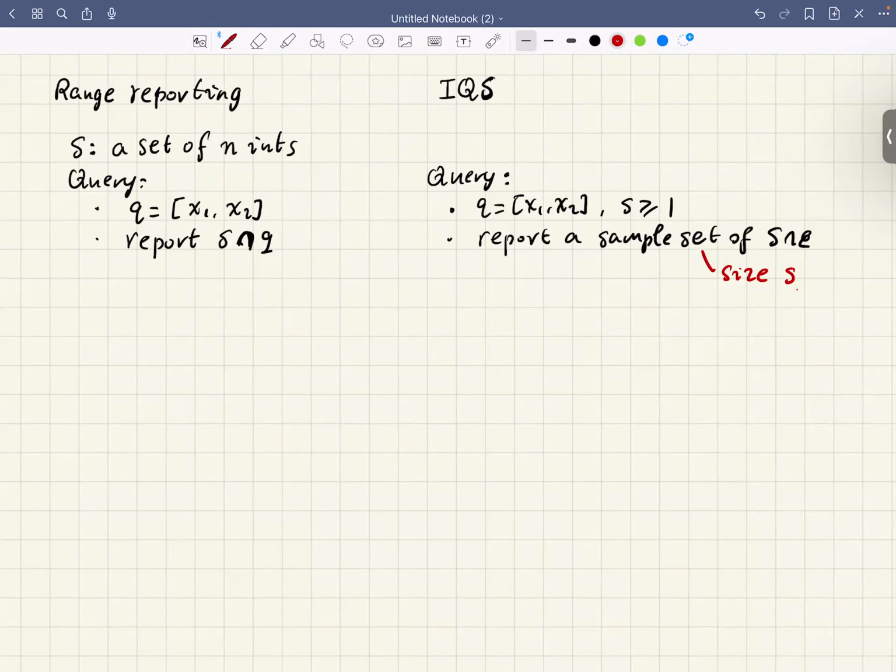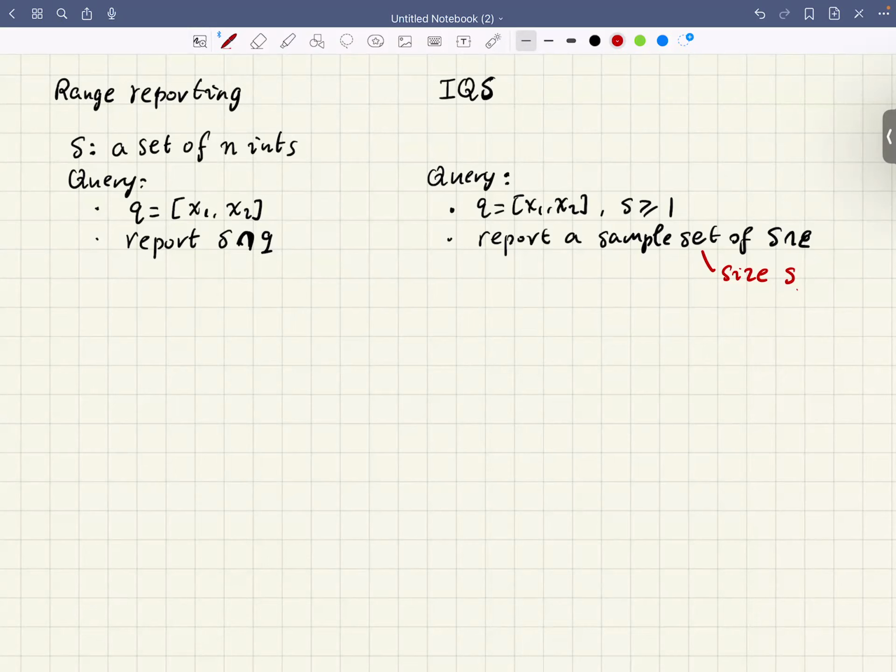So can you explain to me the definition of IQS? What is S here? It's just the size constraint, well, more than that. It's how many samples you want. Okay, how many samples, right?